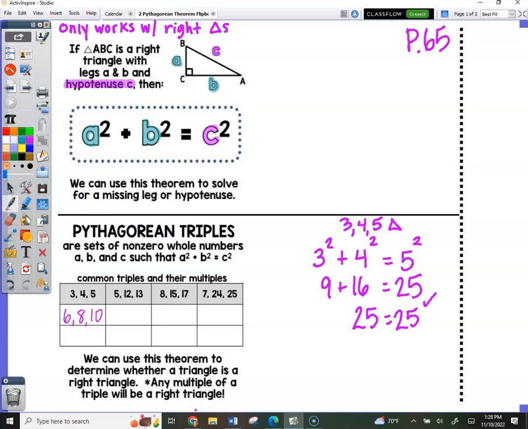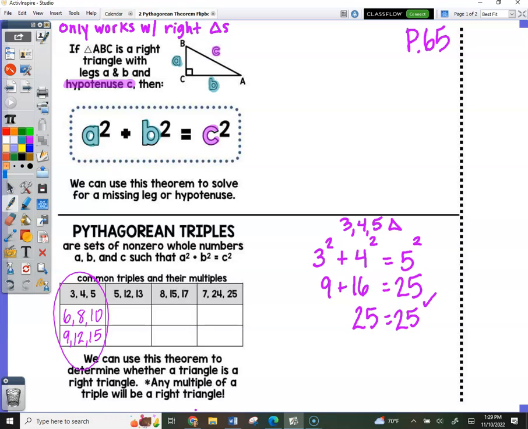Another Pythagorean triple would be the 3, 4, 5 triangle dilated by a scale factor of 3. So if you multiplied all those by 3, what would you get? 9, 12, 15. That's another three numbers that, when plugged in, will give you a true statement. The purpose of this chart is just to get you comfortable with these numbers. Those are the most common ones. You're going to see them a lot, and you're going to appreciate knowing the shortcut.